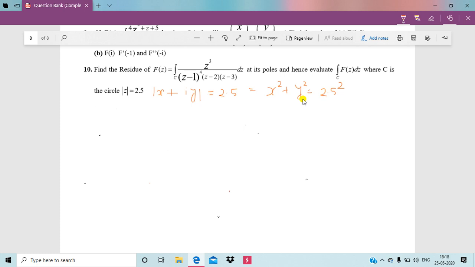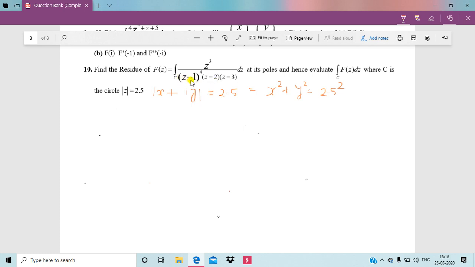So let's trace the curve. We will make a rough sketch and check the poles. Z is equal to 1. How to find poles? By keeping the denominator equal to 0, we can find all its poles. So it has 3 poles. At z is equal to 3, pole of order 1, at z is equal to 2, pole of order 1, and at z is equal to 1, it has a pole of order 4.